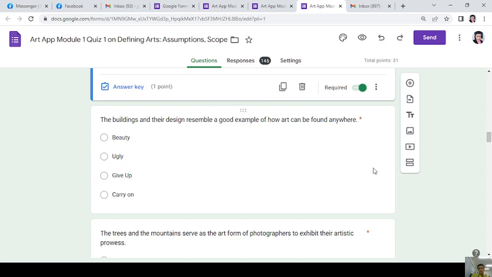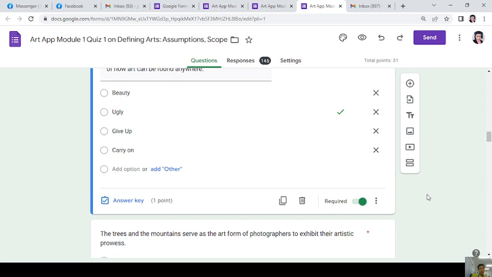Next, the buildings and their design resemble a good example of how art can be found anywhere. Is that true or false? That is false.